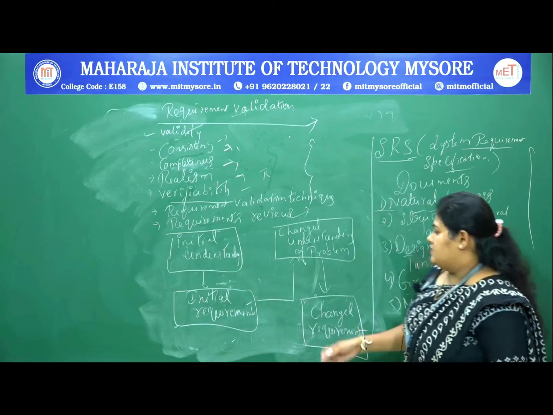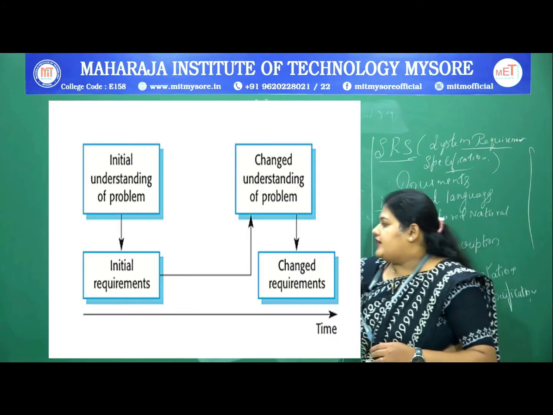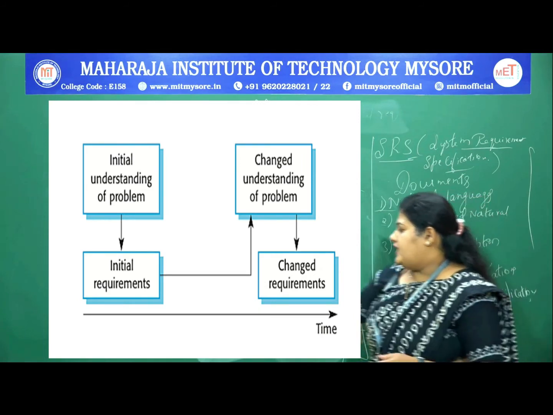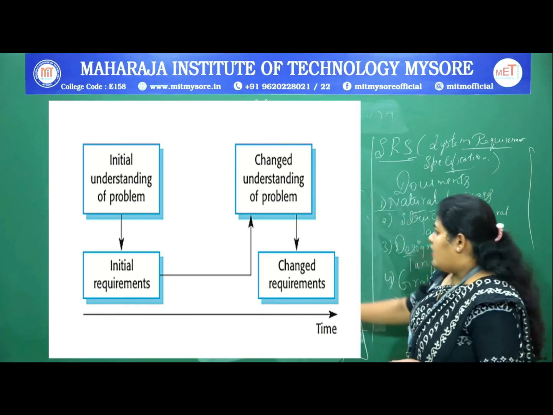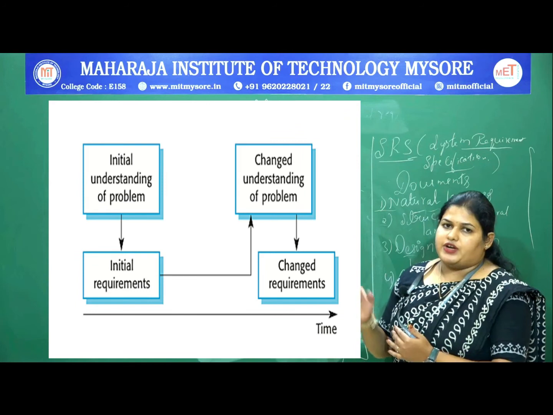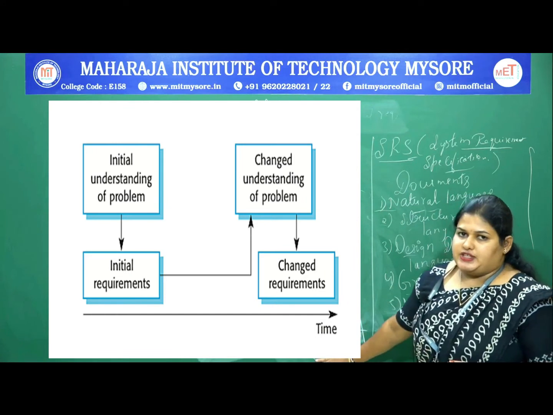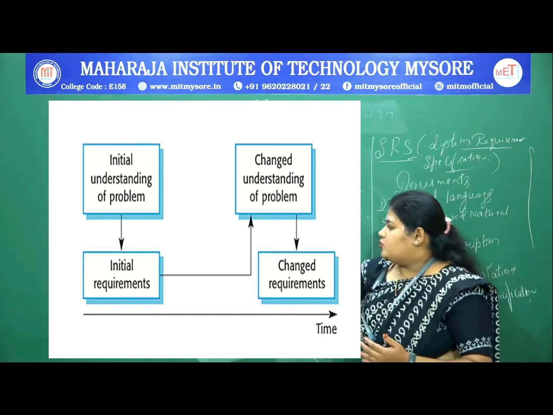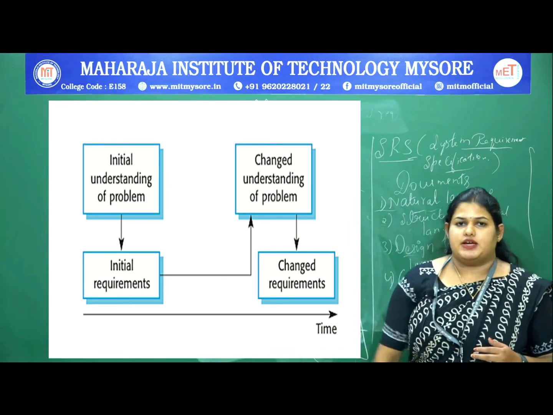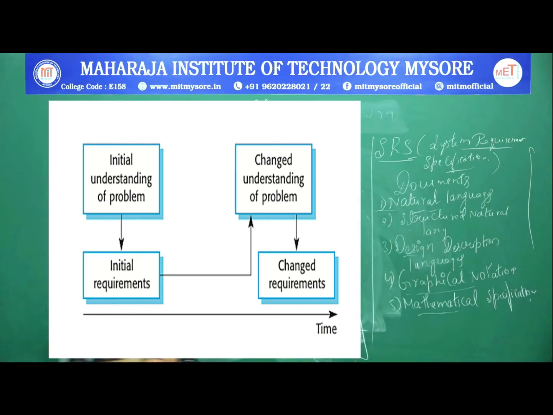So how does the requirement evolution process go on? Very first is the initial understanding, then come the initial requirements. After that, it changes to an understanding of the problem, which is converted to an understandable format, and finally that will be called the changed requirement. So this is how the evolution of the requirement goes on. Passing through all these questions, only then will the requirement be validated properly.